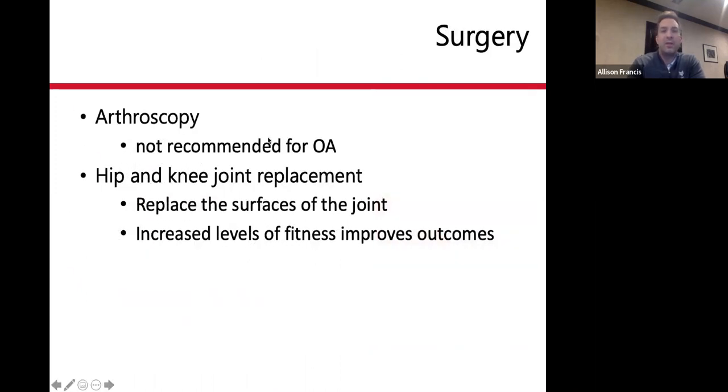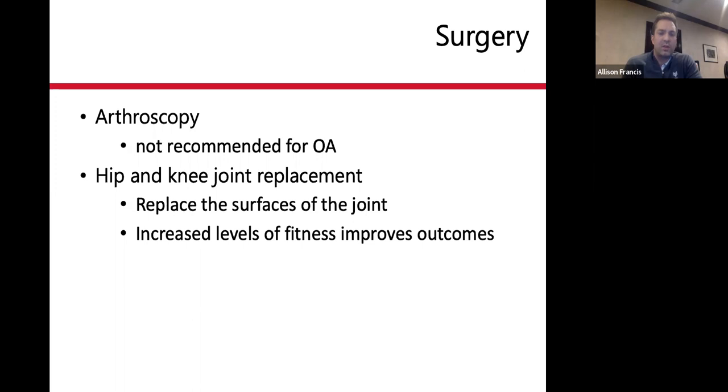And occasionally we do end up moving to surgery with people with knee and hip arthritis. Now, they used to do scopes. So you may have heard of arthroscopies or scopes, where people go and get their knee cleaned out, or if they had a meniscus related injury, they'd go and do a scope. There's really not enough evidence right now that supports that it is effective. So basically it's not done anymore for osteoarthritis.